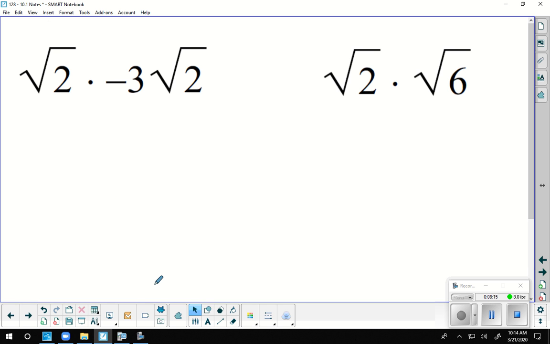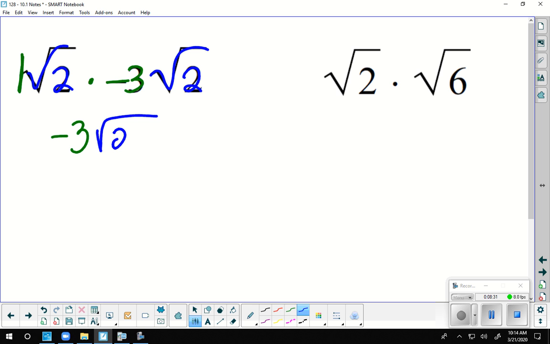So I like to think of it as outside numbers and inside numbers. Negative 3 is on the outside, and then there's just a 1 on the outside here. So 1 times negative 3 is negative 3 on the outside. And then we have square root of 2 times the square root of 2. Those are both on the inside, so I can multiply them on the inside. Square root of 2 times the square root of 2, well, 2 times 2 is 4. So we have negative 3 times the square root of 4.